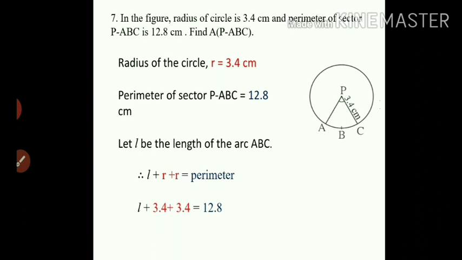Now when you add 3.4 plus 3.4, you get 6.8. So the length of the arc will be 12.8 minus 6.8, which is 6 centimeter. So I got the length of the arc as 6 centimeter. Now see students, the radius was given and now I got the length of the arc. To find the area of sector PABC, it is length of arc multiplied by radius divided by 2. So 6 multiplied by 3.4 upon 2 will be 10.2 square centimeter.